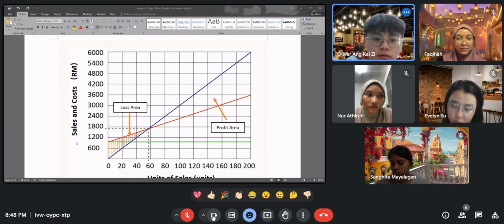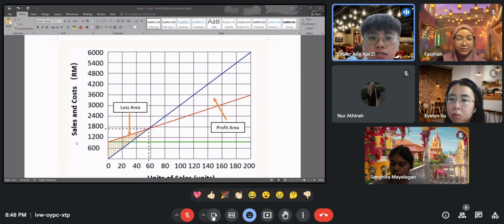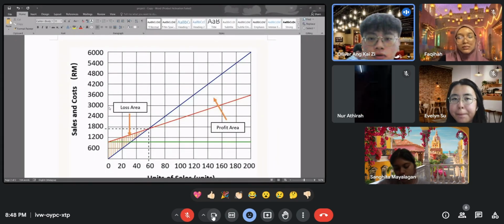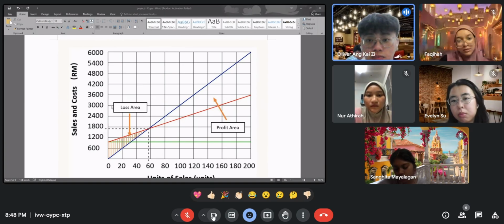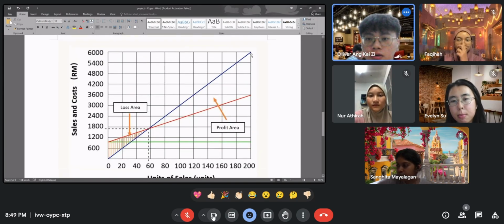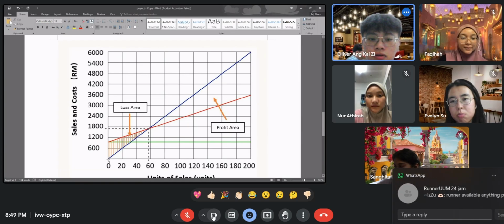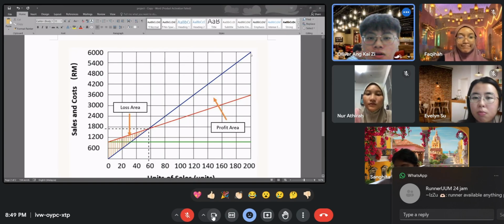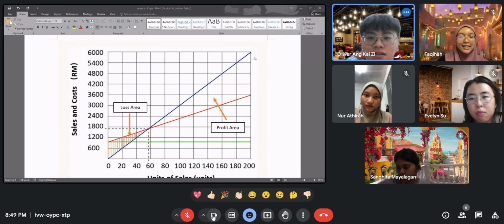For this blue line, this is our sales. If we follow the question, the expected sales volume is around 50 to 200 pieces, right? So I take the maximum. You guys can see this is the 200 units, which is the same as our expected sales. So from 0, we draw to 200. You guys can understand, right?